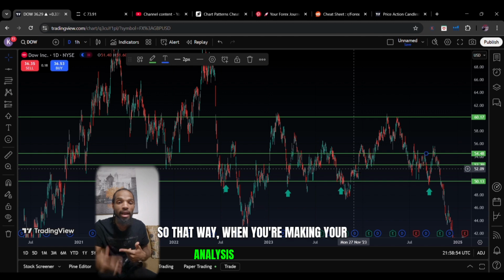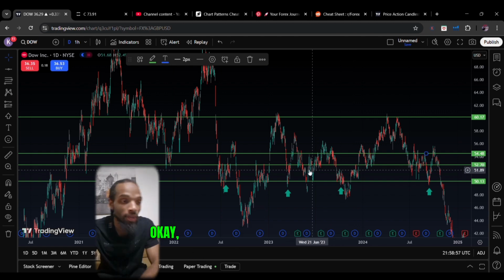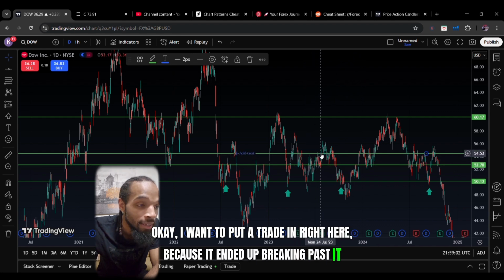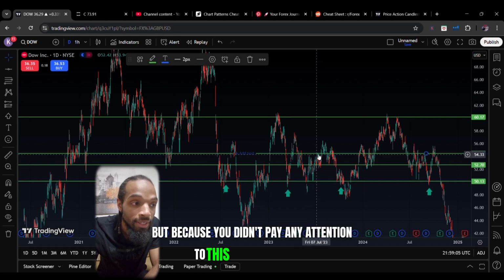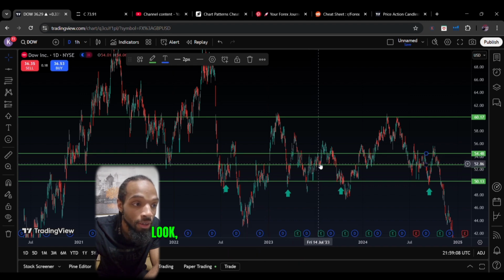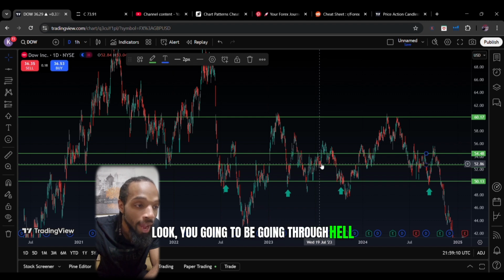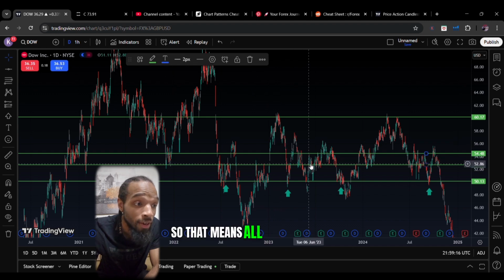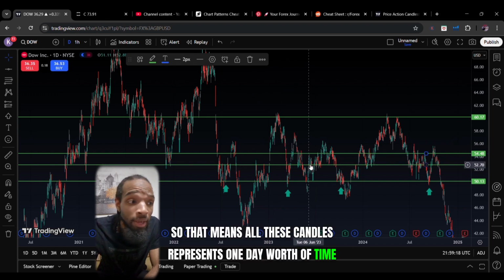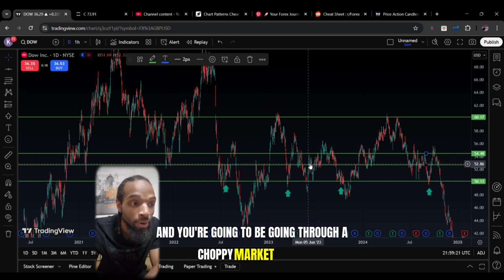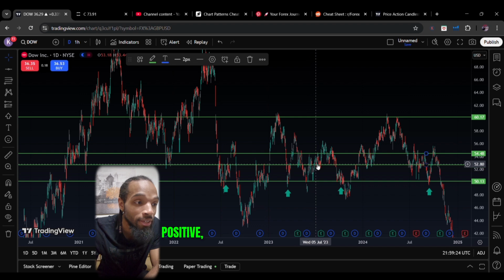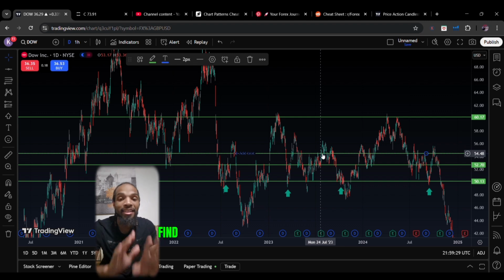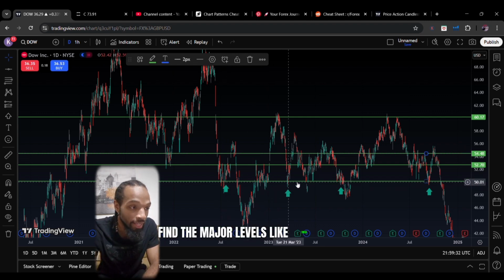So that way, when you're making your analysis and you're like, okay, I want to put a trade in right here because it ended up breaking past it. But because you didn't pay any attention to this level right here, look, you're going to be going through hell with this trade. And look, we're on the daily time frame. So that means all these candles represent one day worth of time. And you're going to be going through a choppy market of positive, negative, positive, negative. Find the major levels like these right here.